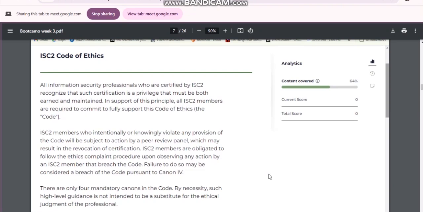So there are only four mandatory canons in the code. By necessity, such high-level guidance is not intended to be a substitute for the ethical judgment of the profession. I need someone to explain this part. What does it mean by necessity? Such high-level guidance is not intended to be a substitute for the ethical judgment of the profession.